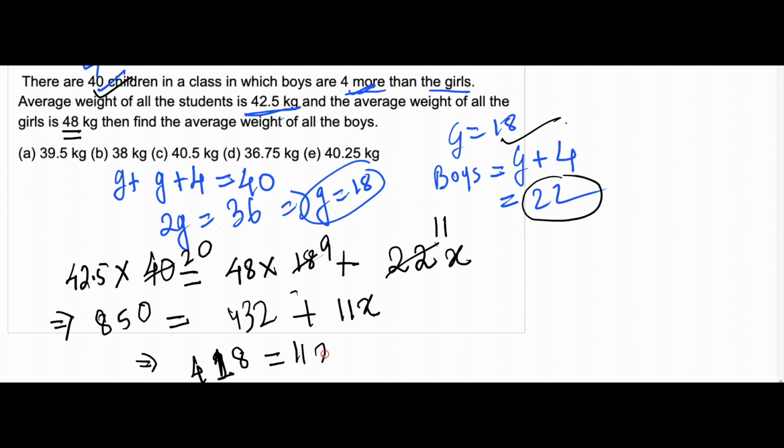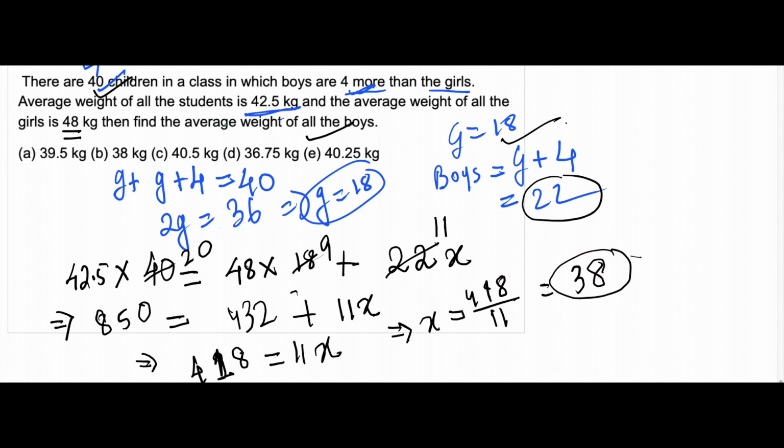Now, 850 minus 432, 418 equals 11x. 418 divided by 11 is your average weight of all the boys. Okay, so 11, 3, 33. Okay, 33, and now you are left with 8, 11, 8 is 88. So 38 is your answer. 38 is your answer, option B. Next question.